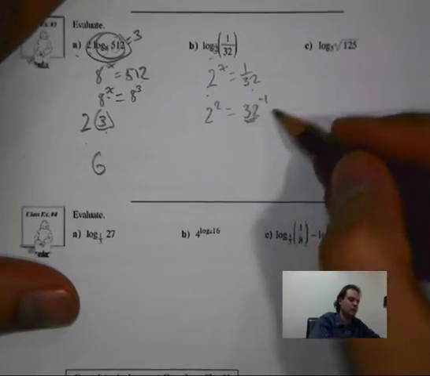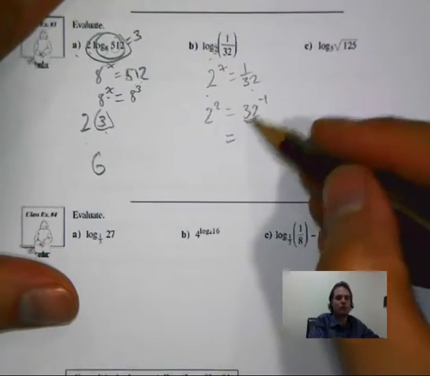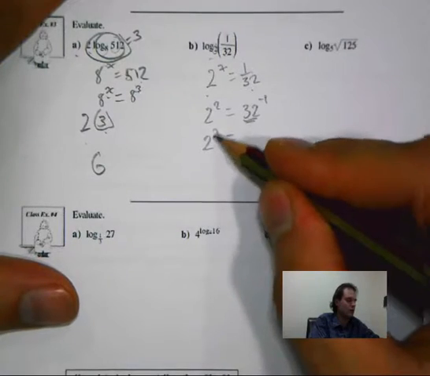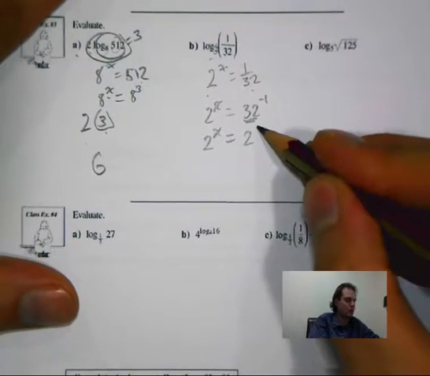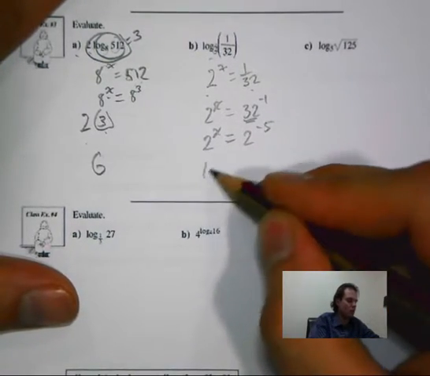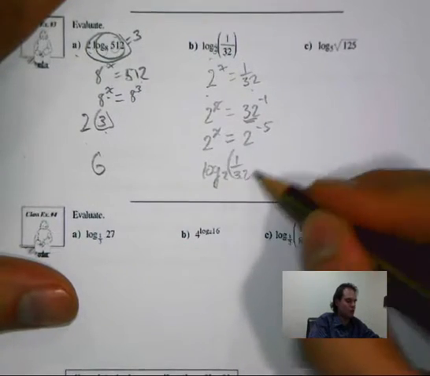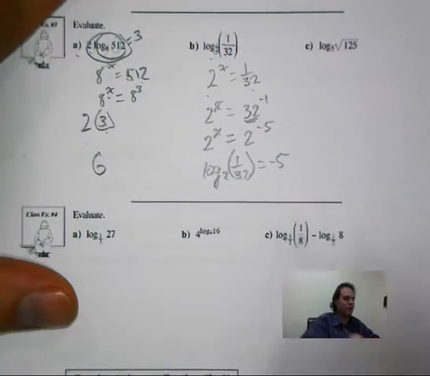Easy. Just basically how many times it's in base 2. So first of all, we're not in fractions anymore. So we have 2 to the x is equal to 2 to the negative 5. So then log base 2 of 1 over 32 is equal to negative 5. All right?